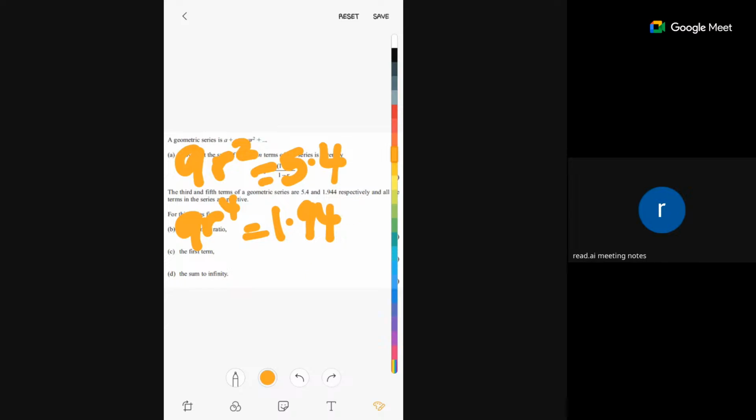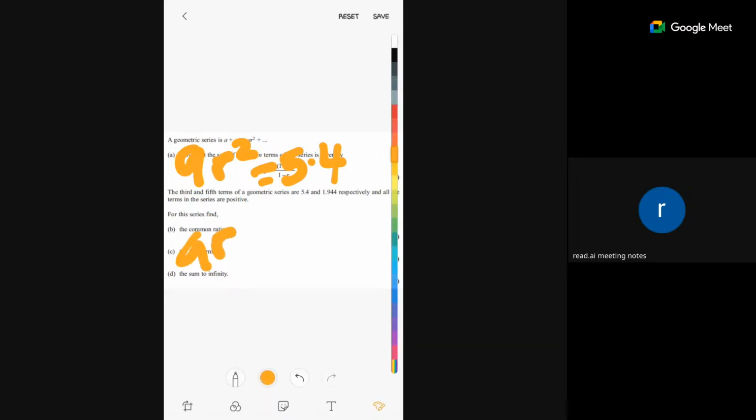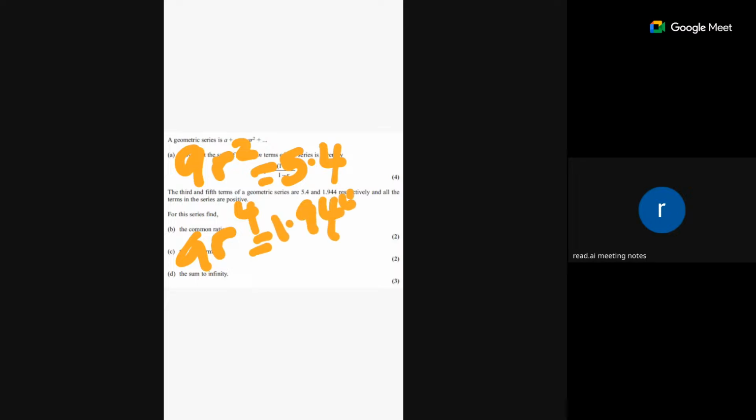Let me look at what they asked us to find here. A says find the common ratio. So ar^4 equals 1.944, and we are looking for r. This one is equation 1 and this one is equation 2. So what we are going to do is divide equation 2 by equation 1.